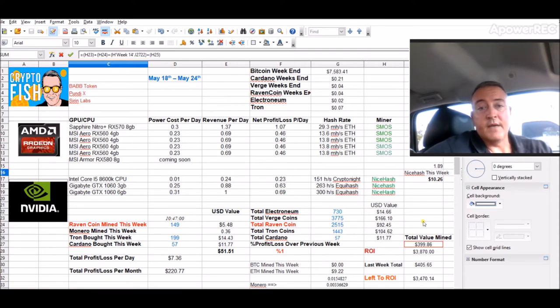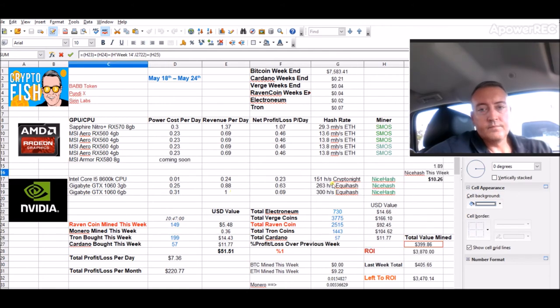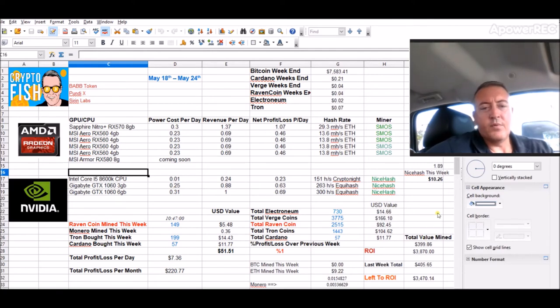The next week, as the markets go down, so did my profitability, total value mined every week. As you can see, Bitcoin here at $7,500. The week prior, it was at $8,000. So, the markets go down, it's just the way it is. So, like I said, $399 at this point, value mined has been going down. Not too terrible, but it has been going down.